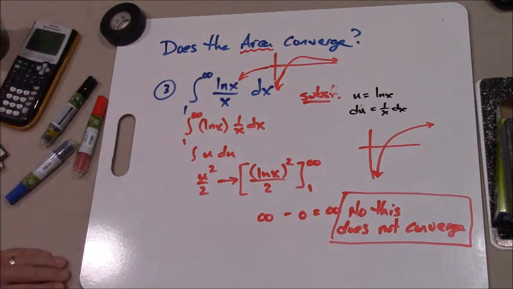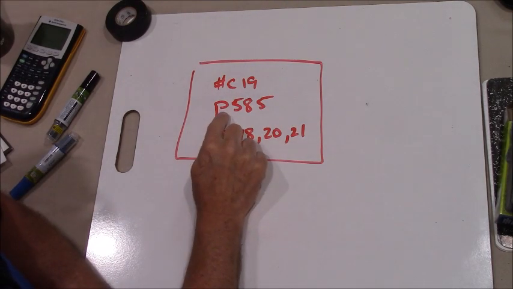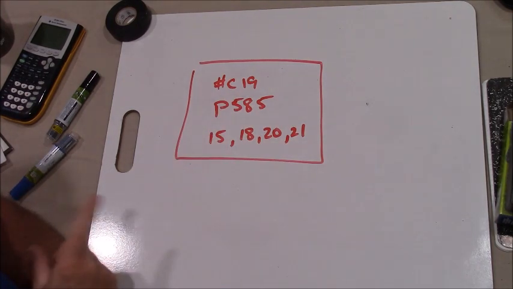That's what we have for today. All right, so we're now on number C19. We're doing page 585, 15, 18, 20, and 21. And that's it, folks. We're done learning new stuff. Now it's time to start reviewing, getting ourselves ready for that Central Washington test. We will do that on Tuesday next week.